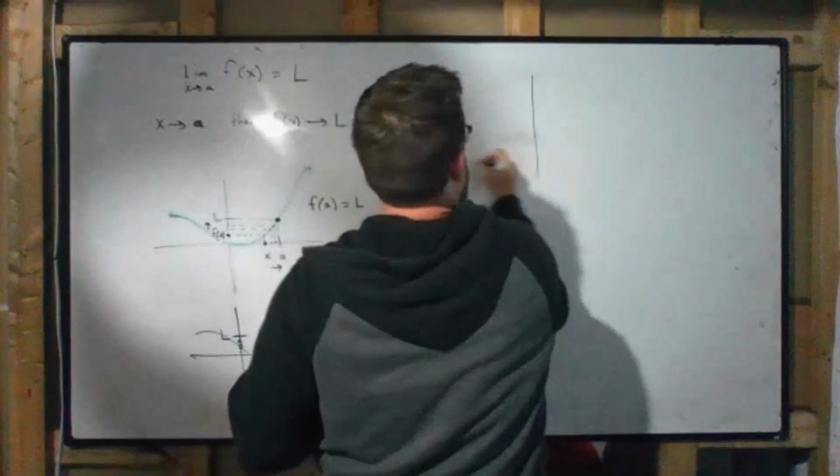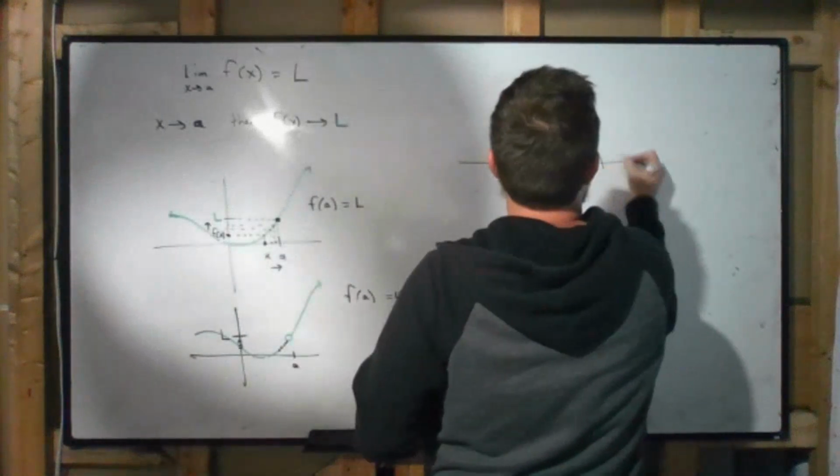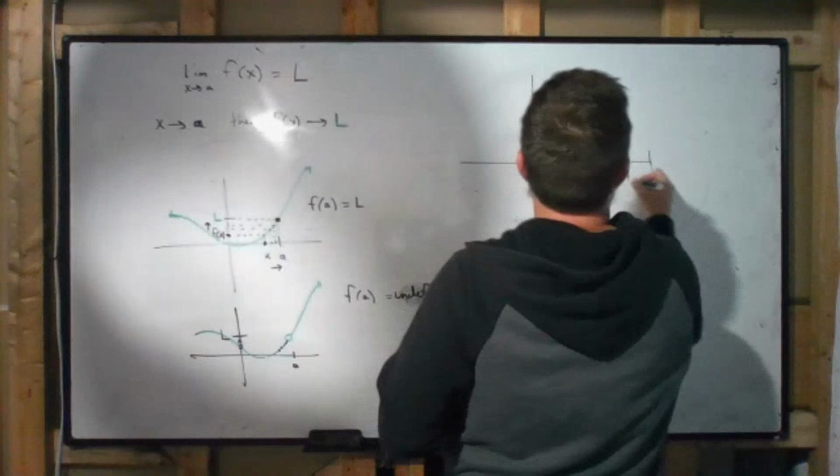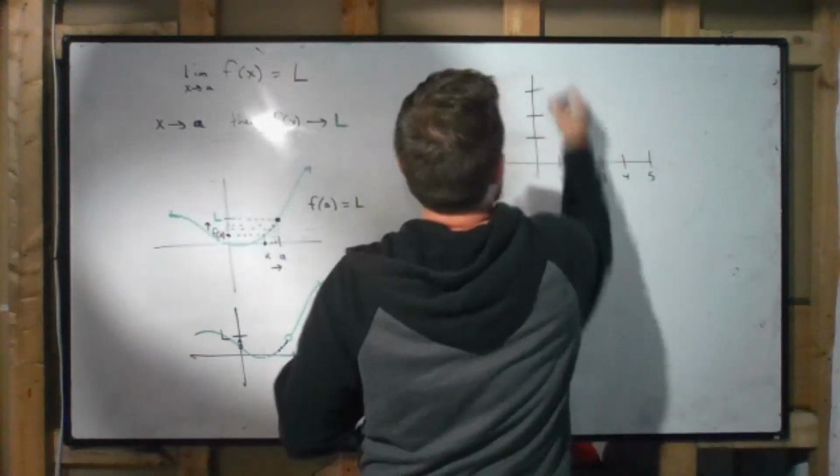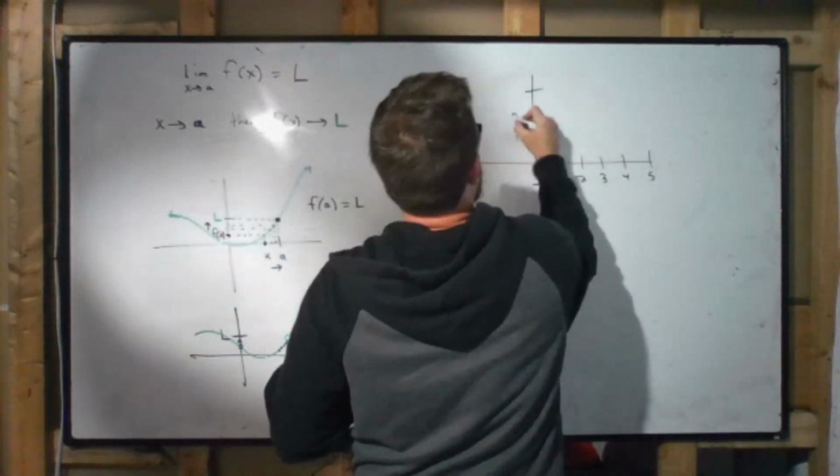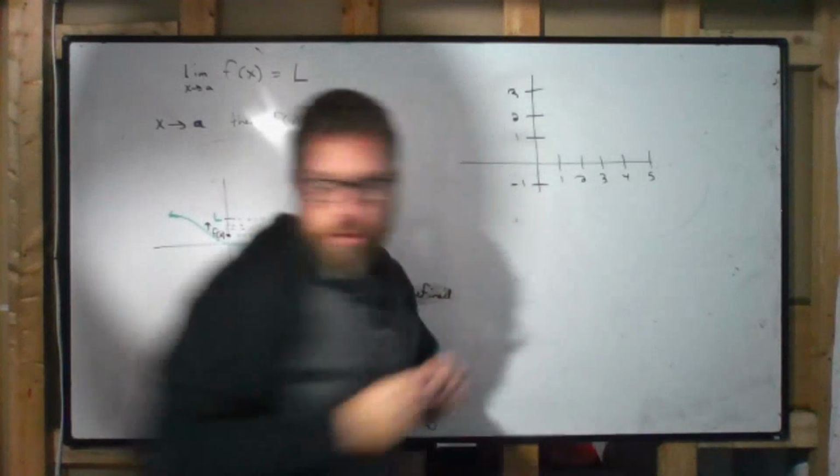All right, so let's just start with the picture. Let's find some limits right here. So I've got 1, 2, 3, 4, 5, and 1, 2, 3, 4, 5, and 1, 2, 3. Let's even go down one, to -1. Okay, so I'm going to just draw a function in here.